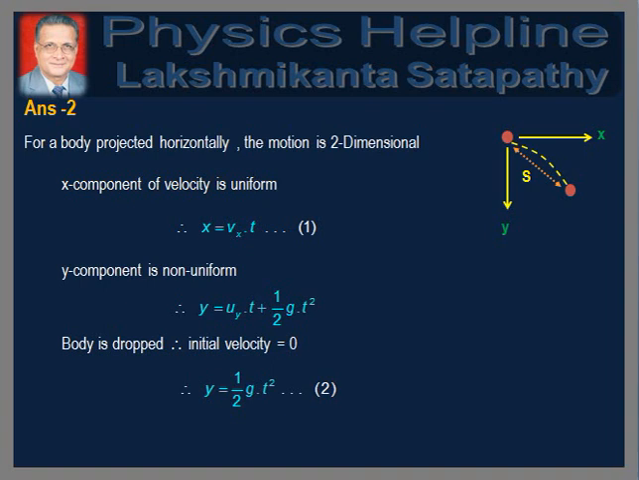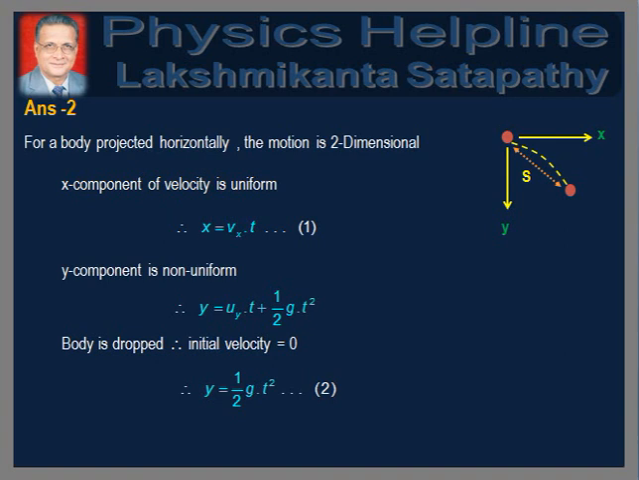Now, we will solve the problem in question 2. The situation is shown in the figure. When a body is projected horizontally from the top of a tower, its motion is two-dimensional. Its horizontal motion is uniform, as acceleration due to gravity acts perpendicular to its motion, and its vertically downward motion is non-uniform. It starts from rest and comes under the influence of acceleration due to gravity.